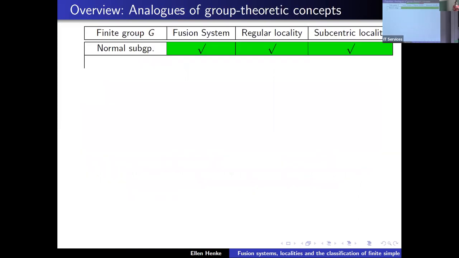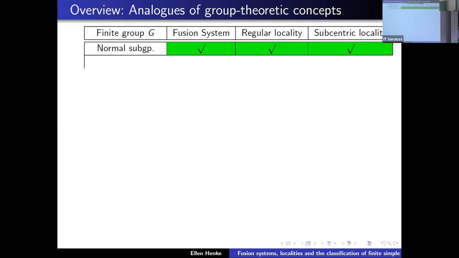Okay, this was quite a lot, and I see already some people fall asleep. So I try to summarize the information I gave you in a table. So we have analogs of group theoretic concepts. And I want to say what we have in these three settings. So we have, on the one hand, the fusion systems, then we have regular localities, and then we have the subcentric localities.